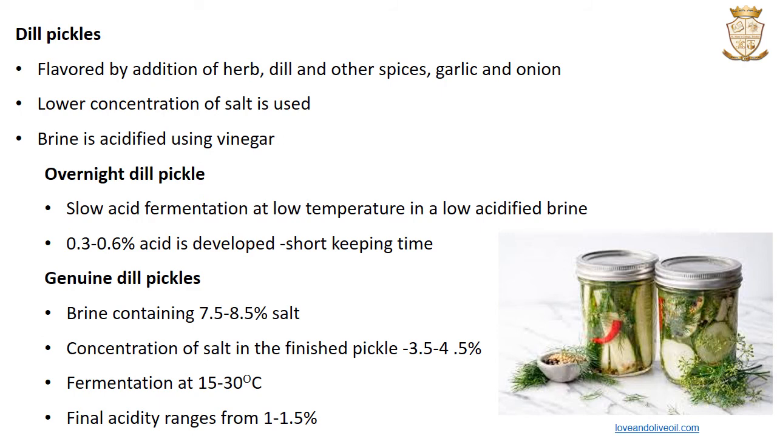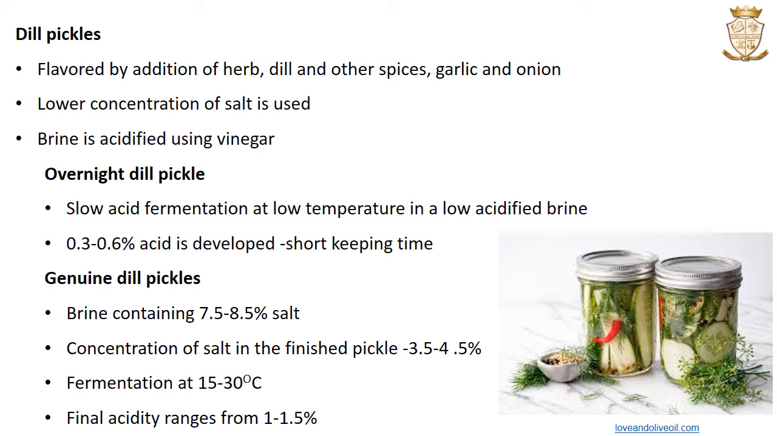Next is dill pickle. These are named so because they are flavored by the addition of a herb known as dill, and some other spices like garlic and onion may also be added. Here, a lower concentration of salt is used and the brine is generally acidified by using vinegar. The low salt content allows more microbial production of acids. There are two types of dill pickles: overnight dill pickle and genuine dill pickle. Overnight dill pickle is prepared by slow acid fermentation at a low temperature in a low acidified brine. So here the brined cucumbers are held at 3.3 degrees Celsius where they undergo a lactic acid fermentation at a slower rate and as a result 0.3 to 0.6% acid is developed. Due to the low content of acid, overnight dill pickle will have a shorter keeping time.